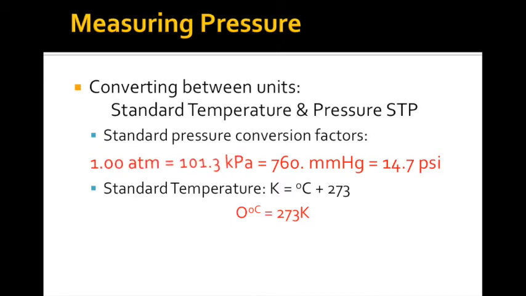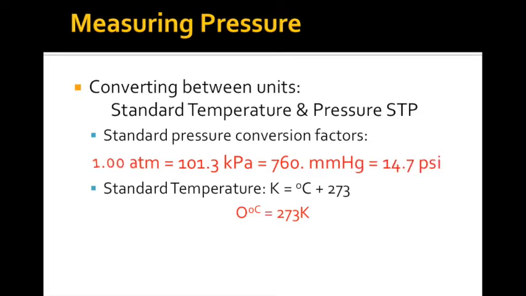Measuring pressure. Okay, standard temperature and pressure is all of these units: the 1 atmosphere, the 101.3 kilopascals, the 760 millimeters of mercury or torr, and the 14.7 psi. That is standard pressure. And they are all equal, and this will be our conversion factor when we're doing math.